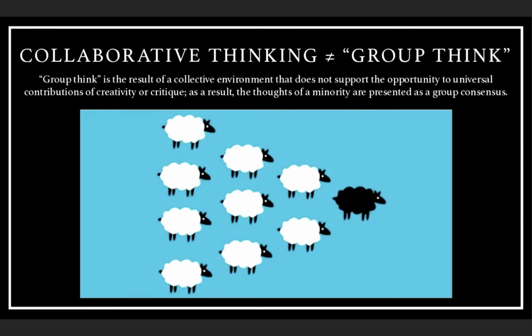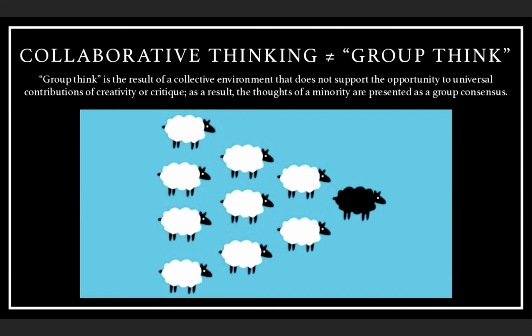So groupthink. Groupthink is really what happens when you have a collaborative environment that isn't so collaborative. It happens when there are a few dominant individuals that kind of overtake the thinking of the group. And what happens is that those thoughts of the minority are presented as the thoughts of the group.